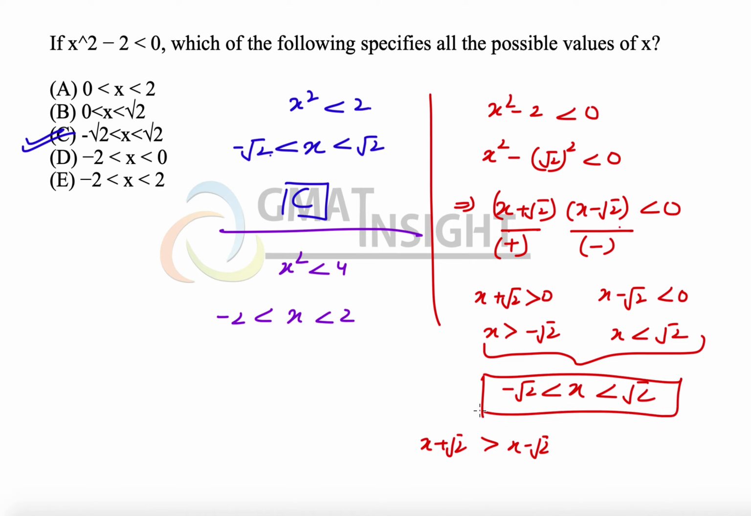So the answer to the question again becomes option C, right? So you have these two methods, method number 1 and method number 2, to answer this question.